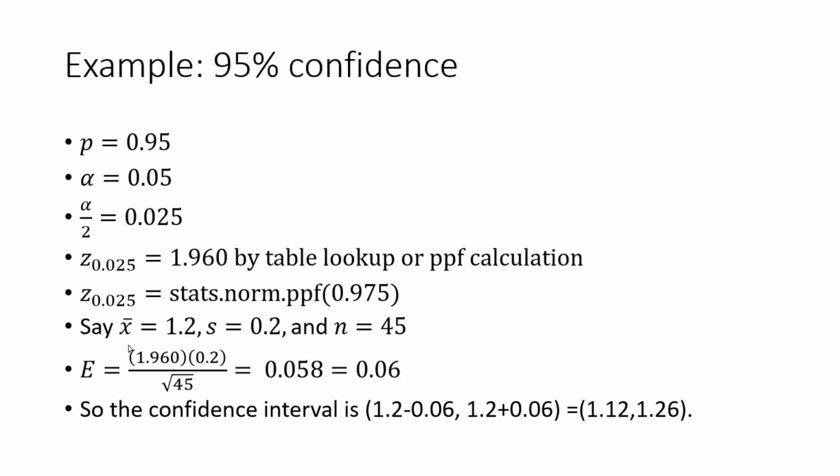If my x bar is 1.2 for my sample, my sample standard deviation is 0.2, and n is equal to 45, I can calculate my E by my formula and get E equal to 0.06. And so the confidence interval is 1.2 minus 0.06 to 1.2 plus 0.06. And bang, there we have our 95% confidence interval.